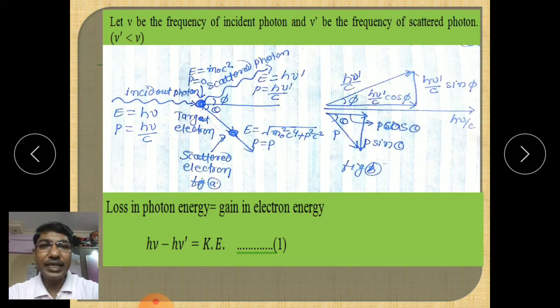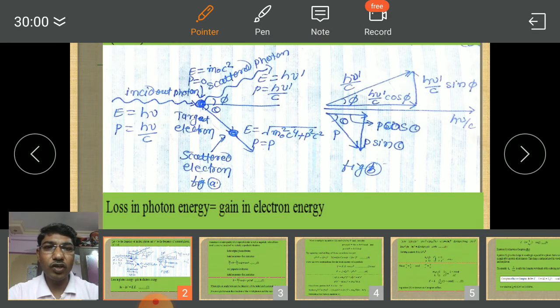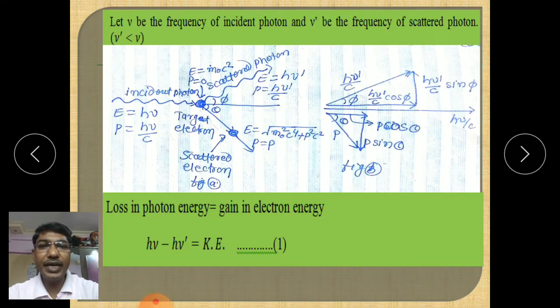This incident photon strikes the target electron. This is the target electron. The target electron has energy equal to m0 c square and momentum of course 0 because it is at rest position. Now this photon is scattered in this direction. Here the scattered photon has energy equal to h nu dash and momentum p equal to h nu dash upon c.